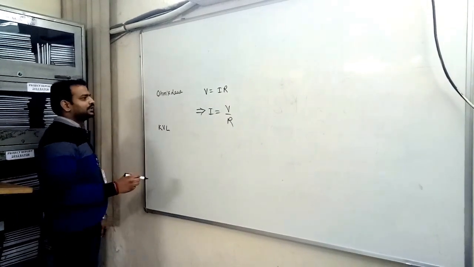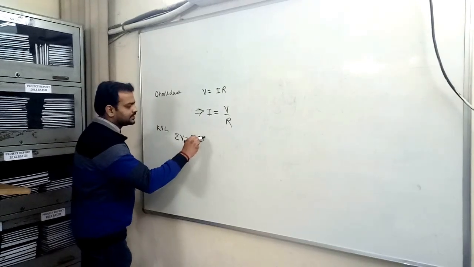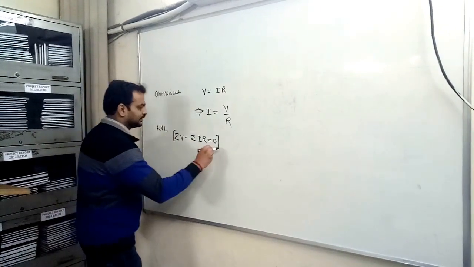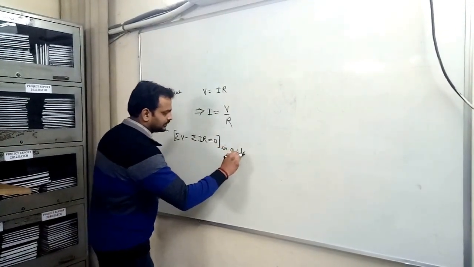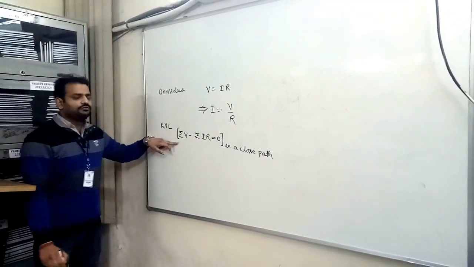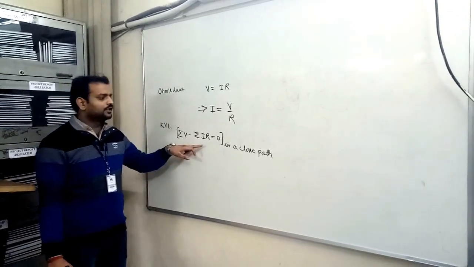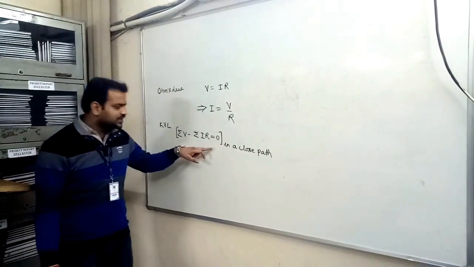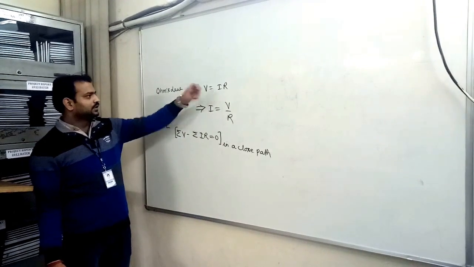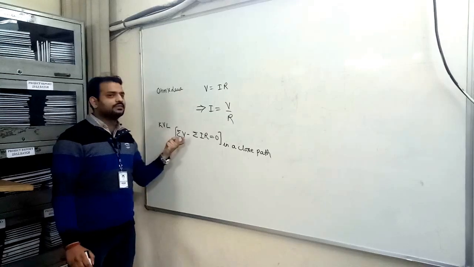we write Ohm's law in this way: summation of V minus summation of IR is equal to 0. I will explain this in a closed path. In a closed path, the summation of all voltages and drops across all resistances must be 0. This is called Kirchhoff's voltage law. It is like we will have IR going this side, and this would be V minus IR.